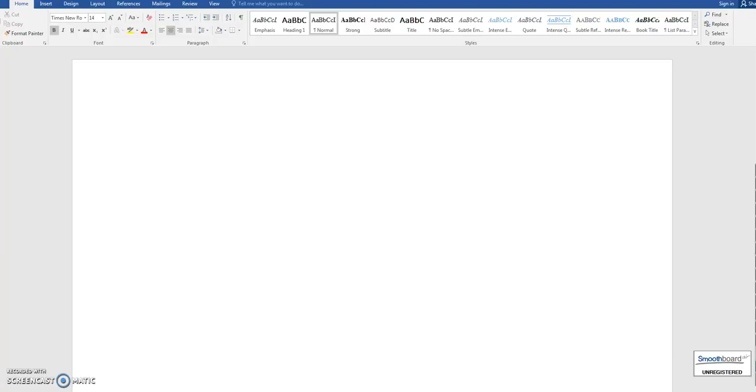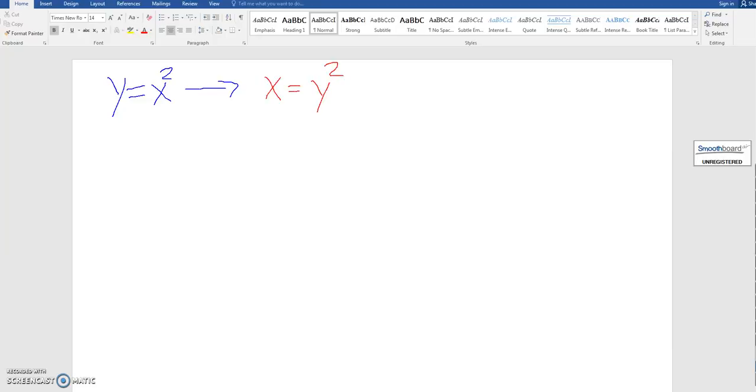I want you to think about the equation y equals x squared. We're going to talk about it graphically in a little bit, but right now just thinking about it algebraically. What does it mean to find the inverse of this function? At some point, I'm assuming that you learned one way to do that is to take the equation and flip the x's and y's around, and then take this new equation and solve for y.